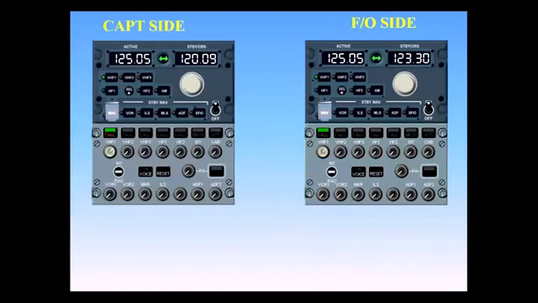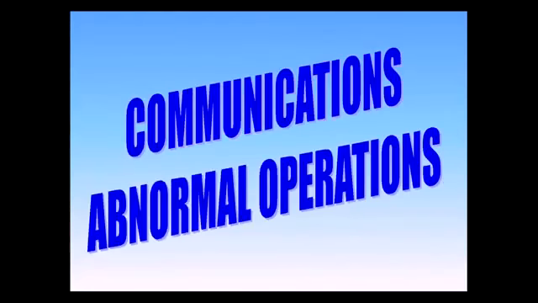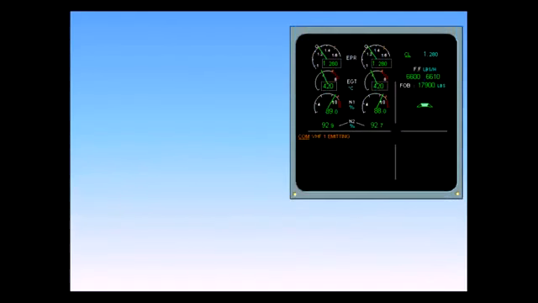Airborne operations are identical. The SOP is to use COM1 for all ATC communication. COM2 may be used for ATIS or for ramp communications. In the case of a hot mic, note that there is an ECAM message, but there are no ECAM actions, and no system page is displayed.